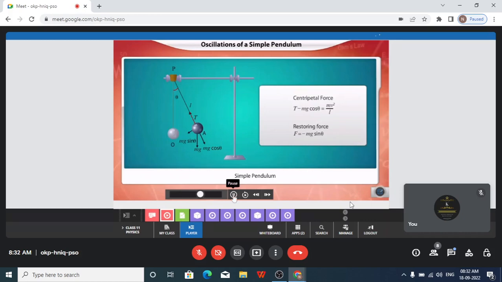We'll see it. The negative sign indicates that the restoring force acts in a direction opposite to that of the displacement. That is, it is directed towards the equilibrium position. Now, the angle theta is small. Hence, sine theta is approximately equal to theta. Using geometry, we get the value of theta as shown.